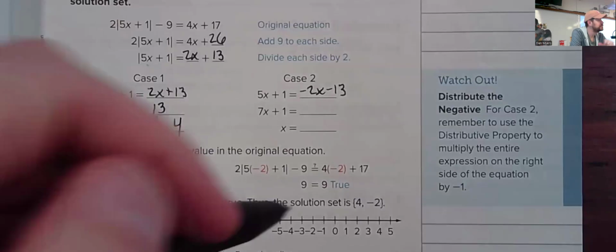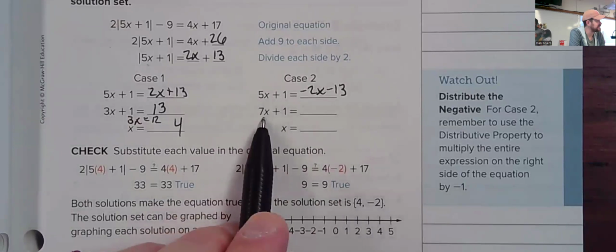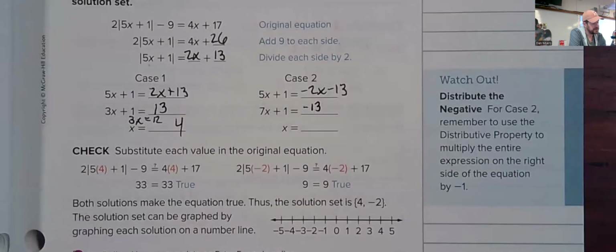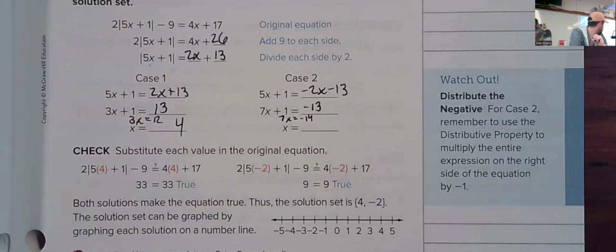Now the other one happens when you solve this one. Add 2x to both sides. That's 7x. When you add 2x to 5x plus 1 equals negative 13. Then we would subtract 1 from both sides, which would be 7x equals negative 14. Divide by 7, what does x equal over here? Negative 2.